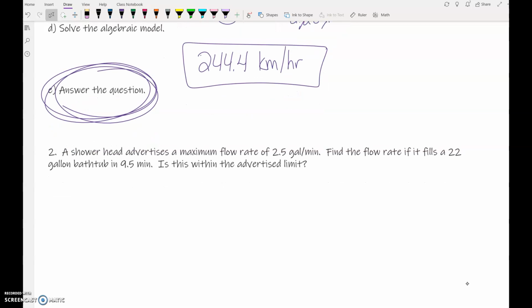Okay, I want you to take a minute. Number 2 is not really like number 1. You could do this similar to number 1. I just want you to read this and try something. The interesting thing about this problem is that the problem doesn't actually start until here. Find the flow rate if a shower head fills a 22-gallon bathtub in 9.5 minutes. So this is like question number 1. We're talking about a shower head filling up a bathtub. Find the flow rate if it fills a 22-gallon bathtub in 9.5 minutes. Once you're done with that, then it's going to ask you the second question referencing this previous information. So this part is actually question number 2.